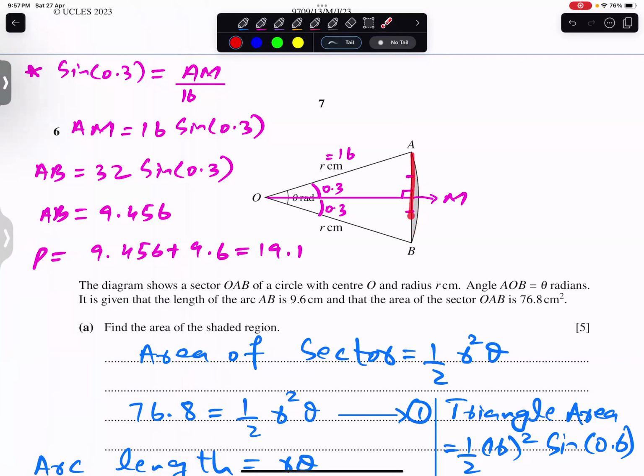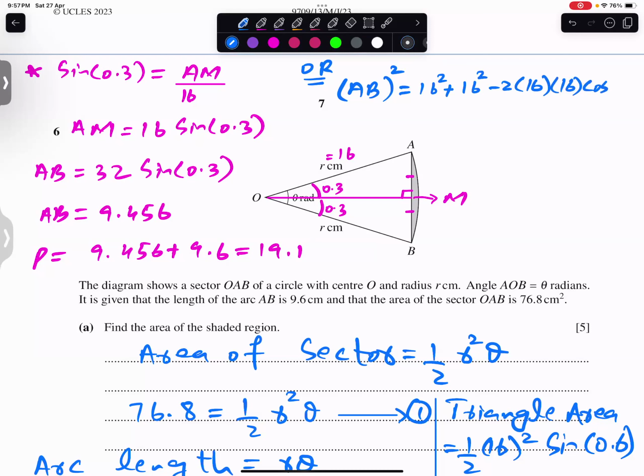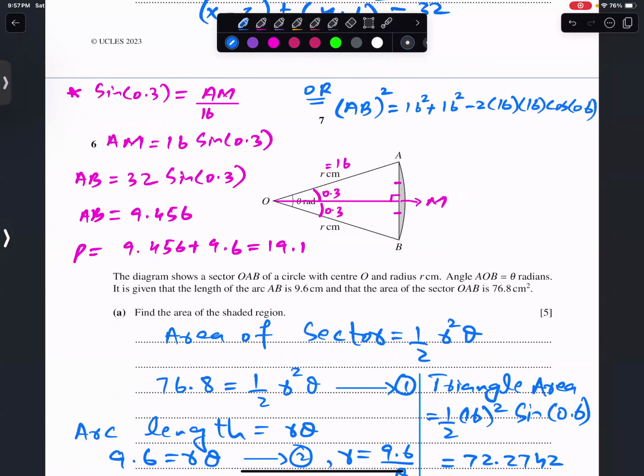Another way to find AB is the law of cosine. Or you can find AB using the law of cosine, that says AB square is equal to the sum of the squares of the sides, 16 square plus 16 square minus 2 times 16 into 16 into cos of the angle between those two sides, cos of 0.6. In this way you can also find AB as 9.456.